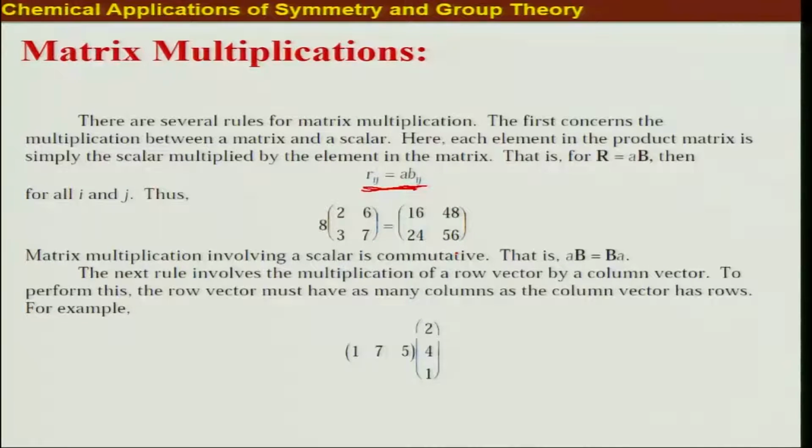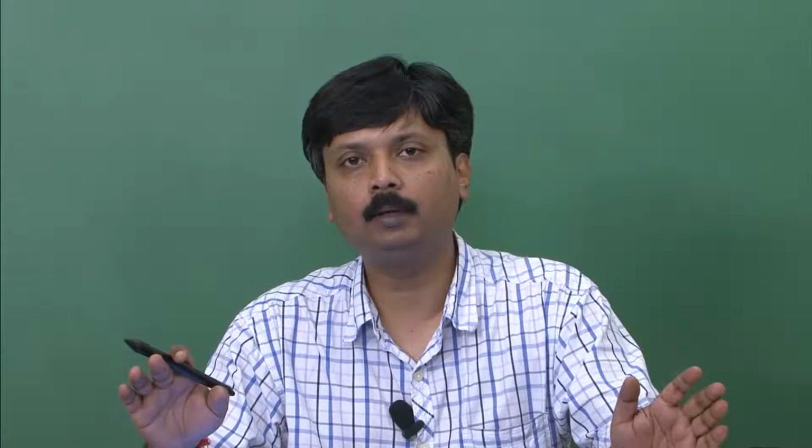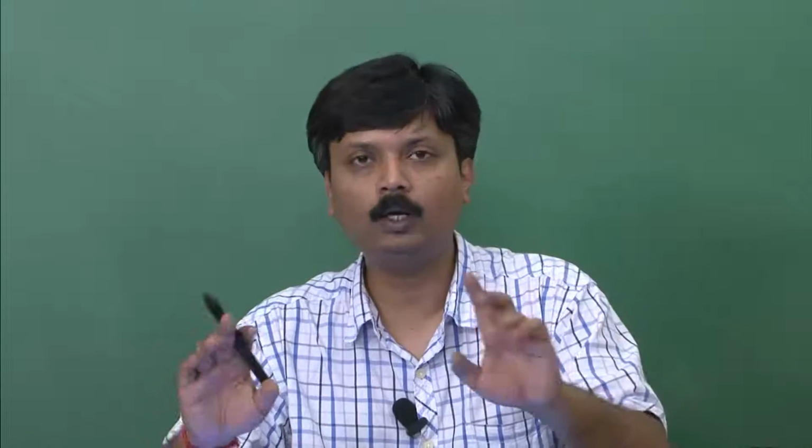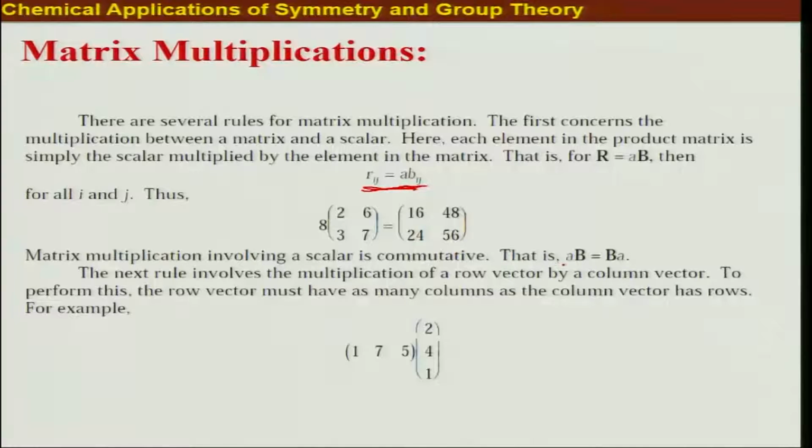Okay. One important aspect of this scalar multiplication with the matrix is its commutative nature. It doesn't matter whether you multiply the matrix with the scalar or the scalar with the matrix. The order doesn't matter. Whichever way you do it, the result will be the same. So that is stated here: AB equals BA.